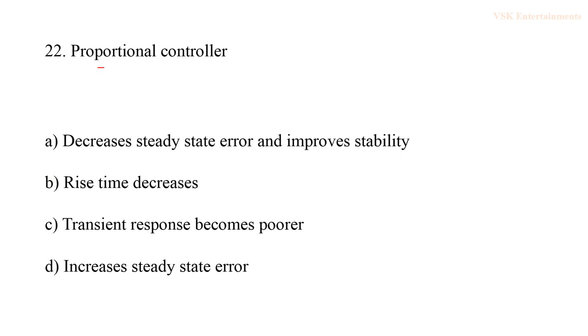Coming to the next bit, proportional controller. Options are decreases steady state error and improves the stability, rise time decreases, transient response becomes poorer, increases the steady state error. This bit depends upon the property of the proportional controller. The property of the proportional controller is that output is proportional to the input, meaning output follows the input. If output follows the input, it means the steady state error value is going to increase. That is the property of the proportional controller. Coming to options, steady state error increases, so option D is the right answer for this one.